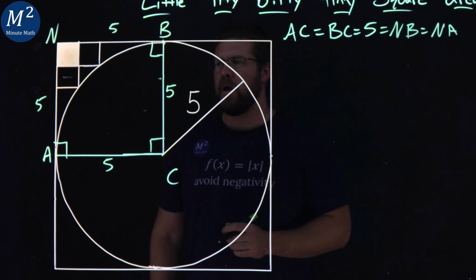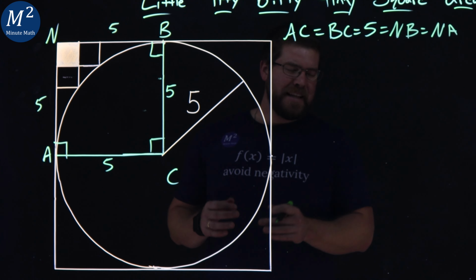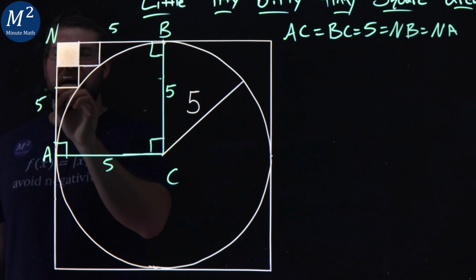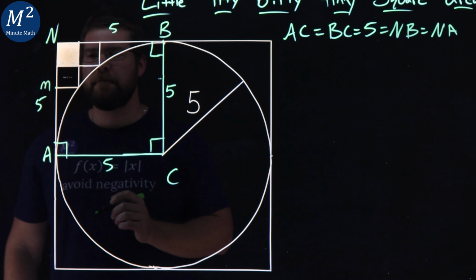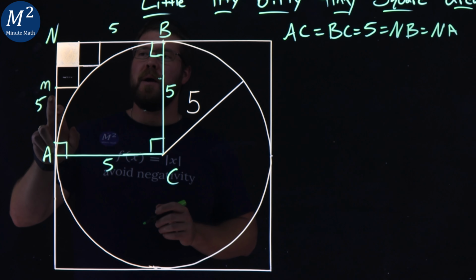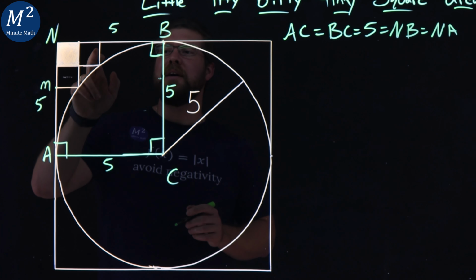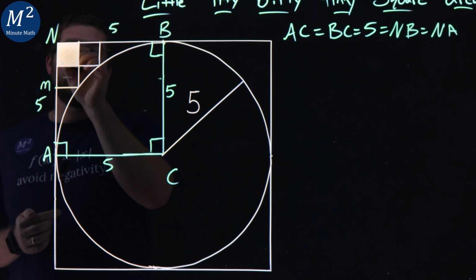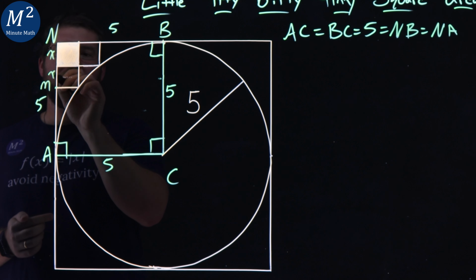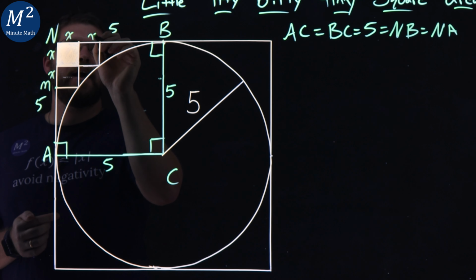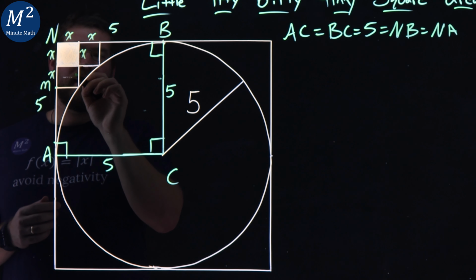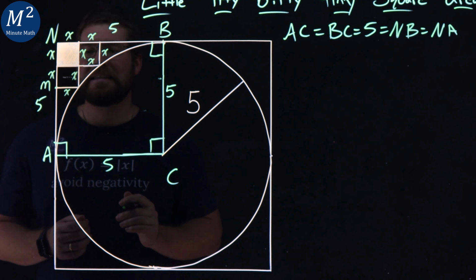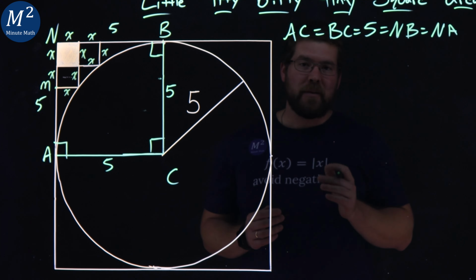Now I'm going to label another point. Let's call this point here M. We know that each one of these is a little square, so let's label the length of each one of these squares as x. We have x, x, x, x right there. They all will be labeled x as their lengths.